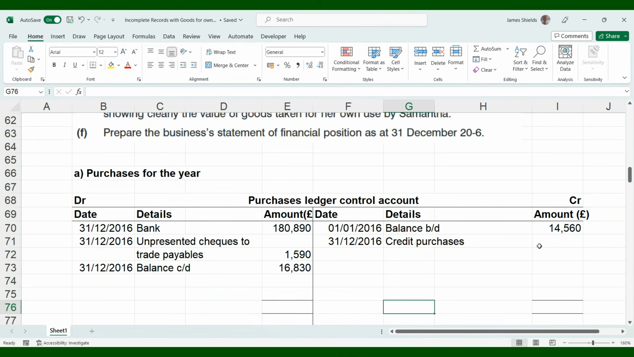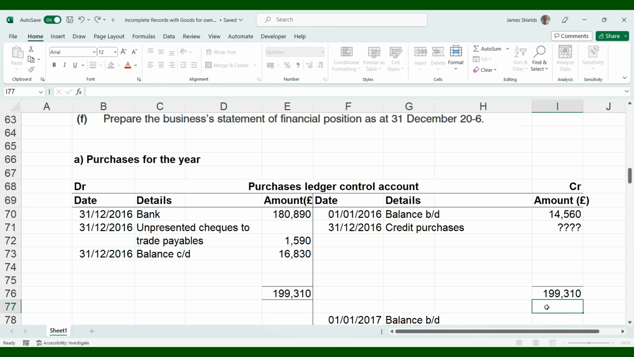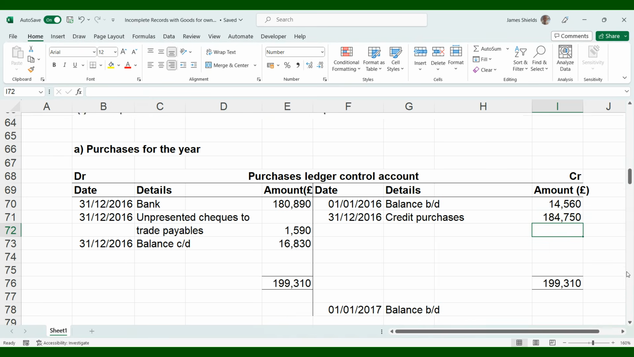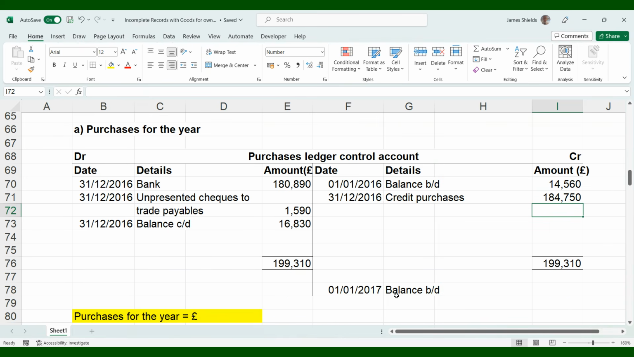Now, the missing figure is going to be our credit purchases. The largest total is going to be on our debit side. That's going to come to £199,310. The credit side must be the same for our T accounts. Therefore, our missing figure, our credit purchases, will be £199,310 take away £14,560, which gives us £184,750.